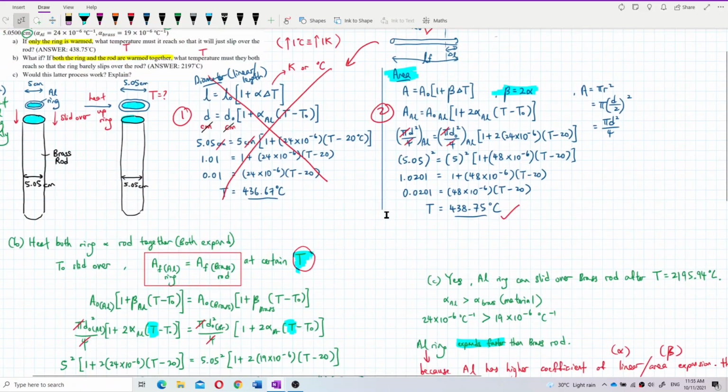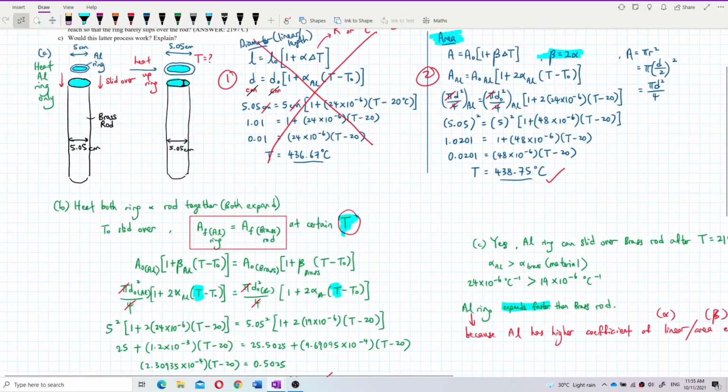Remember, when talking about area, don't ever use the diameter. Use the area. You must find the area, pi d squared over 4, and beta is 2 alpha. When you heat up both materials together, you have to consider both objects. At a certain temperature, they will achieve the same area in order for the ring to slide through the rod. Okay, that's all for this question. Bye.